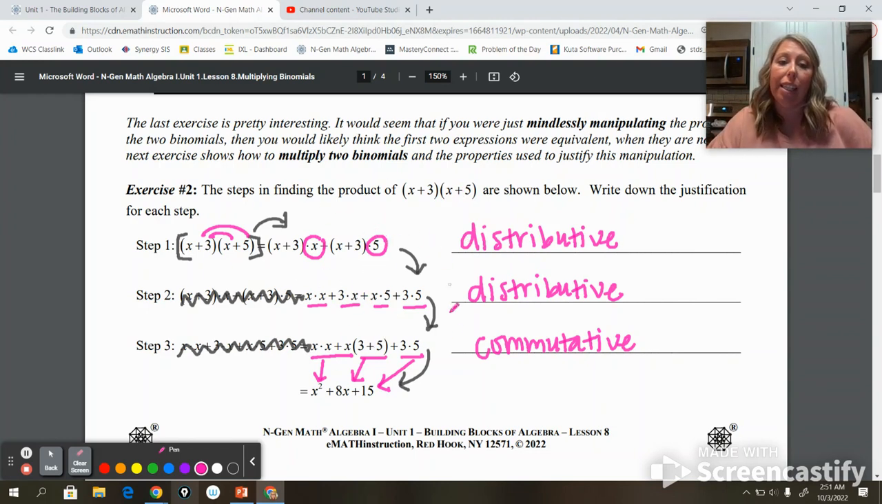I just wanted you to see this example because you might see something like that on a test, and I want you to know how to read this. They have distributive property just demonstrated in two different ways, and then the commutative property to rearrange the terms. Don't let me lose you just yet. Keep with me.